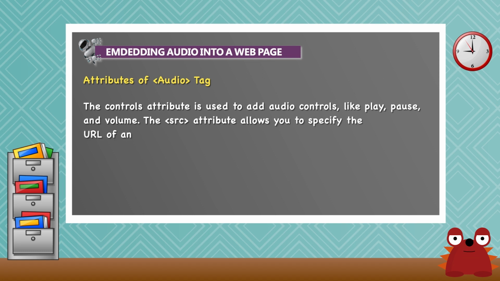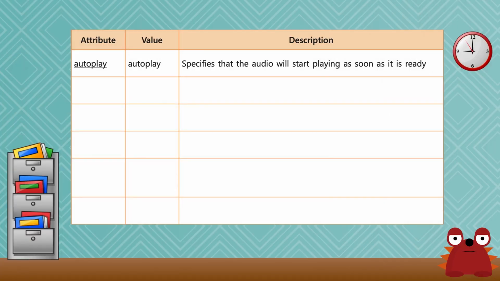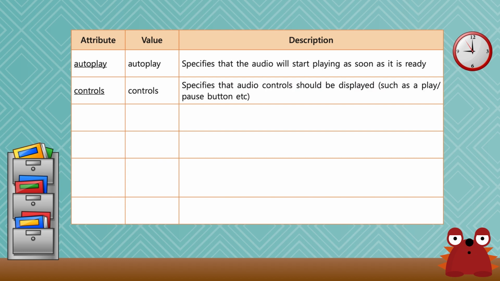The src attribute allows you to specify the URL of an audio file. The text between the audio and the end of the audio tags will only be displayed in browsers that do not support the audio tag. The autoplay attribute specifies that the audio will start playing as soon as it's ready. Controls specify that the audio controls should be displayed, such as a play or a pause button. Loop specifies that the audio will start over again every time it is finished.